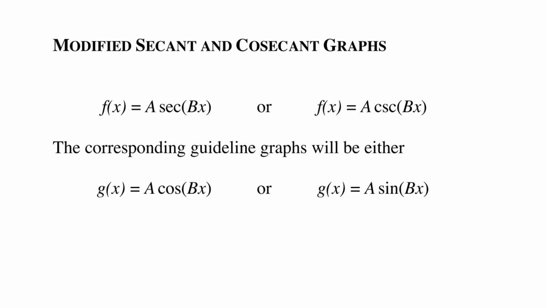Well, sometimes we modify the secant function, the cosecant. We don't just do secant and cosecant only. Just like sine and cosine, we might have a times cosine bx. Well, here we have a times secant bx. Same thing for cosecant. Now, if a is a negative number, then the guideline graph is reflected, but so is its corresponding f of x graph. And no matter the value of a, the graph of f of x and the graph of its reciprocal meet at the maxima and minima points of the guideline graph, g of x.